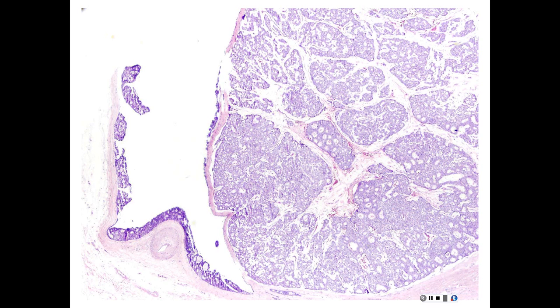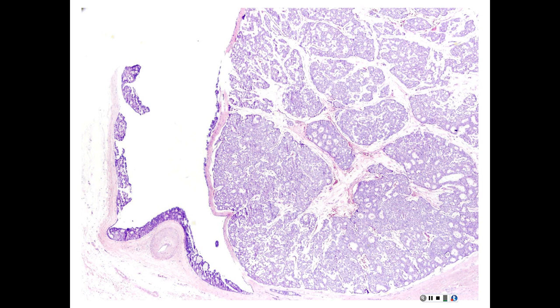And that's what you see. And, so given that we have some ducts here, we have some solid areas. I wish we had a little higher view of this, but my guess would be we're looking at a malignant spiroadenoma.